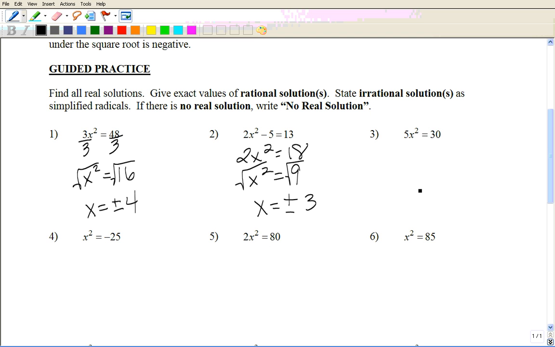Okay, and then number 3, divide both sides by 5. And then we take the square root of both sides. And we'll get x equals positive or negative square root of 6. And that's actually our answer right there, because we're not going to evaluate it. We're just going to make sure it's a simplified radical, which it is, and so we can leave that irrational solution just like that.